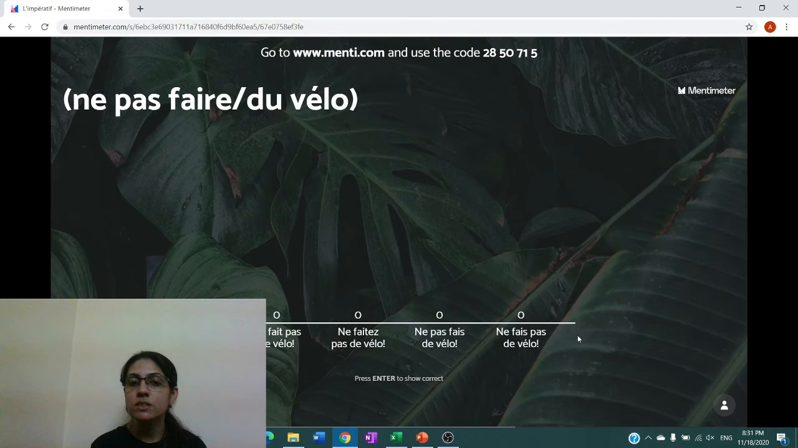And last one is ne fais pas de vélo. So yes, this is correct because FAIS is the conjugation with tu and ne and pas is correctly placed. So ne fais pas de vélo.